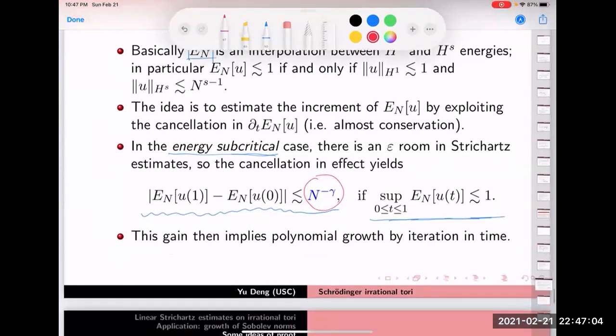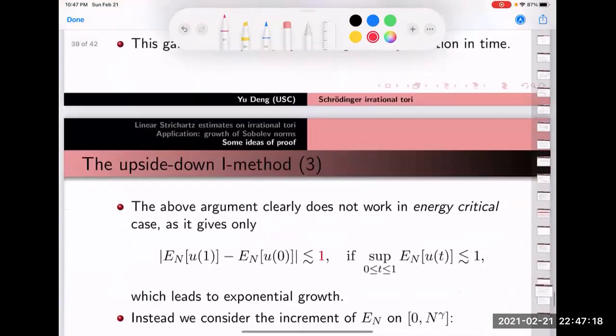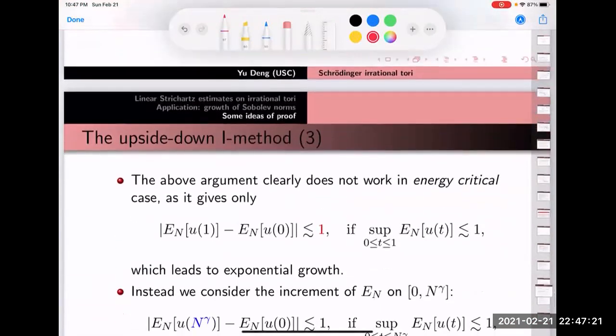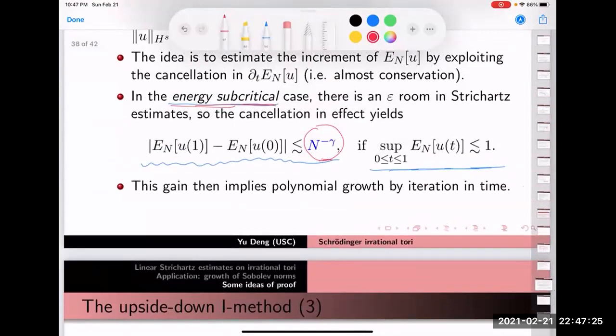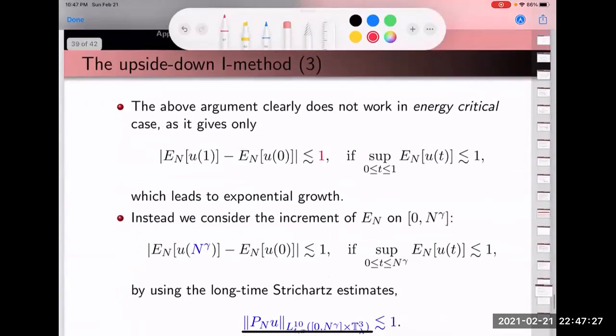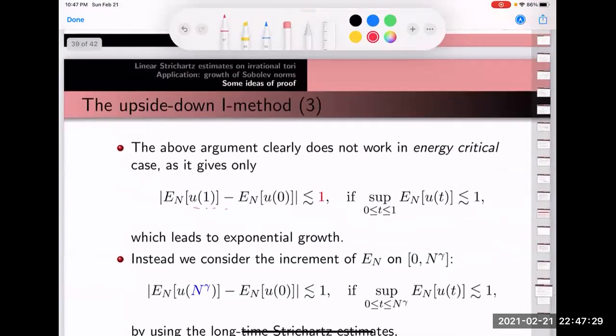Okay, so this is the result in the subcritical case, and this n to the minus gamma is precisely due to the fact that you are subcritical and you have some room in the local posedness argument. Now, in the critical case you won't have any room here, and you won't have this n to the minus gamma, this negative power on the right hand side. All you can have is that this is less than 1, and unfortunately, this is sharp.